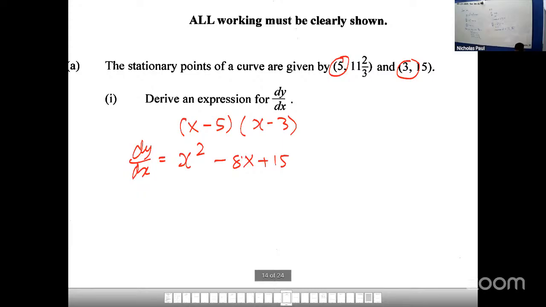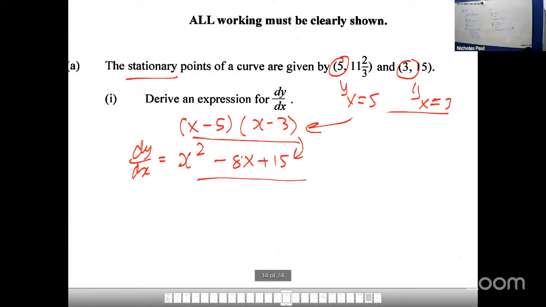Okay? So you would recognize, when I have x is 5 and x is 3, those are the stationary values. How do I normally get those stationary values? Factorize, and so on. So what I showed you there were the steps you would take: step 1, step 2, and step 3.